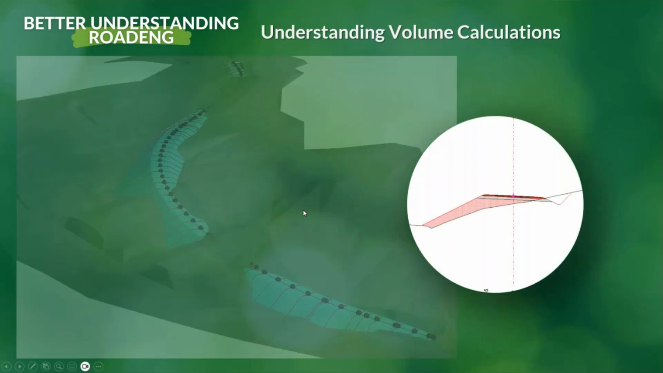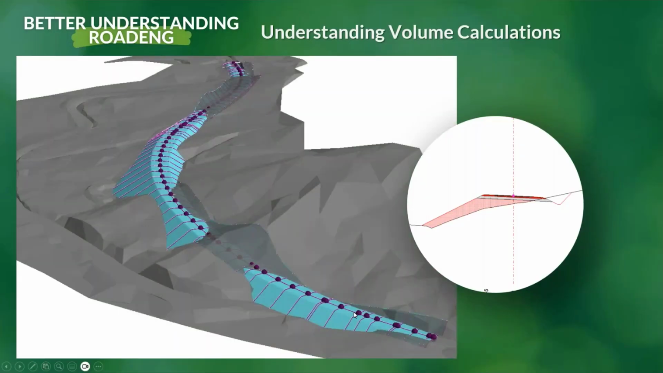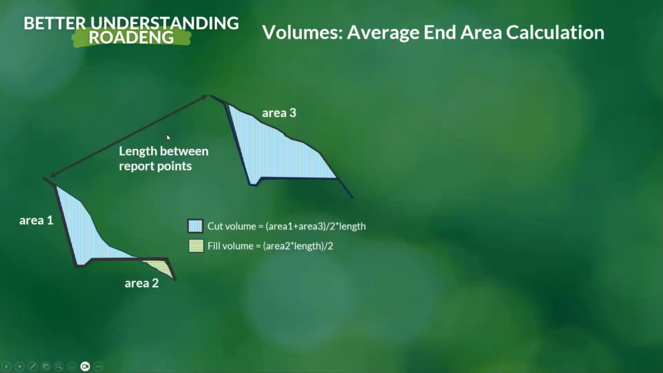That cross section is attached to the center line. We're calculating that cross section at the different report points. And really, this is the process that's happening in the background. This is a basic graphic depicting what's called the average end area volume calculation. And I think it's nice for folks to really understand where their volumes are coming from.